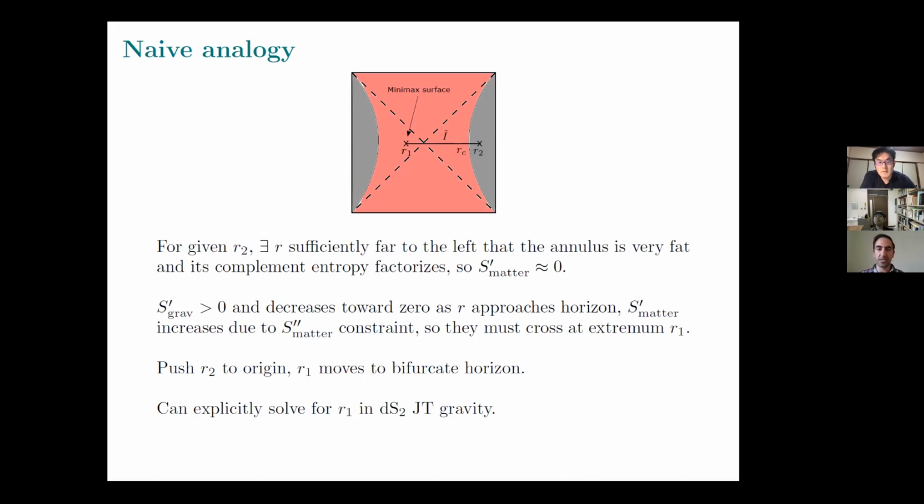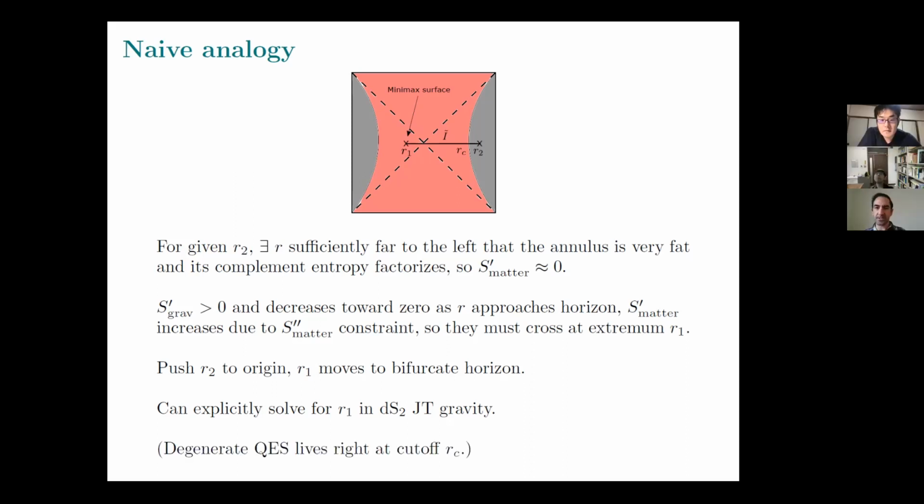All right. So this minimax surface is problematic, which is bad because we want to use the de Sitter horizon to get the entropy A over 4G. We want to get that the way we get the black hole entropy using Ryu-Takayanagi in ordinary AdS/CFT. But there's one thing that I kind of ignored, which is that there's some degenerate QES I didn't talk about, which lives right at this cutoff R_C.